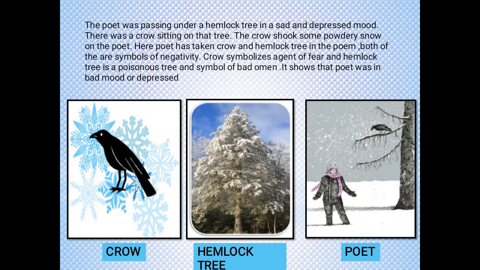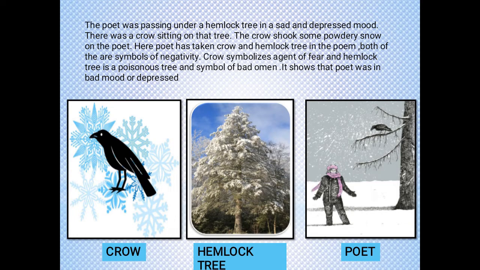Why? The crow has a shrill voice, it has black color. It is always considered a sign of death, a sign of gloom, a sign of depression. Same is the case with the hemlock tree, which is a poisonous tree. The hemlock tree is just like a Christmas tree, but its leaves are a little soft, and it has white flowers. But the negative part is that it is a poisonous tree.